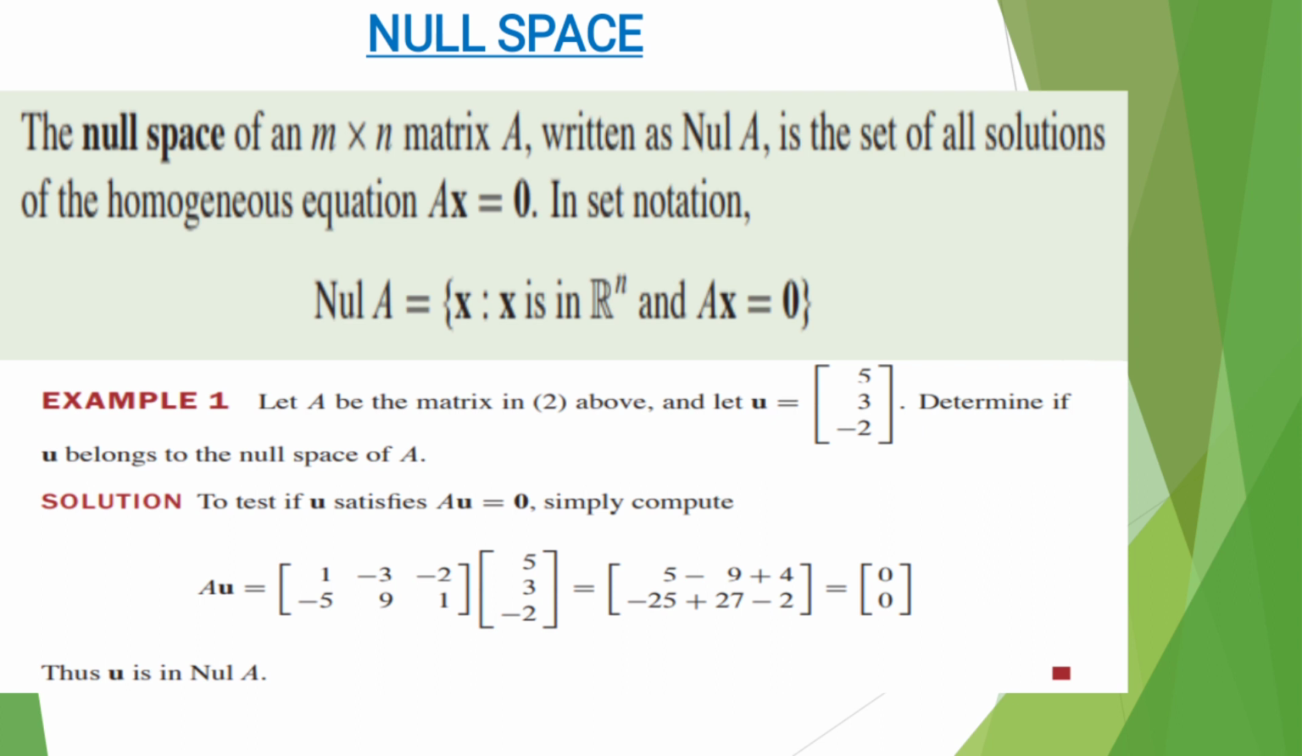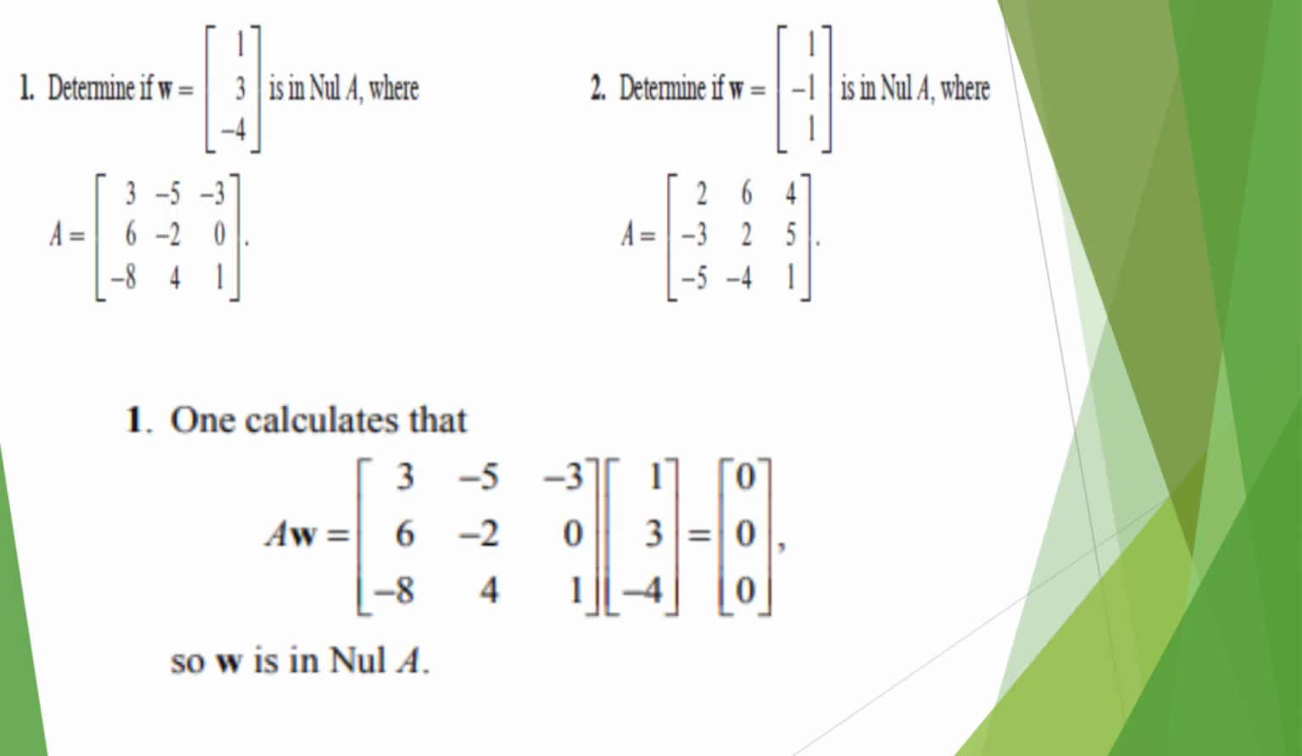So here we find the Au value, A into u. The product matrix we get is 0, which means it is the zero matrix. So Au equal to 0 bar. Therefore we say that u is in null A. Next example: here w is given and A is also given. We find the Aw value. Here Aw equal to 0. Therefore we say that w is in null A.